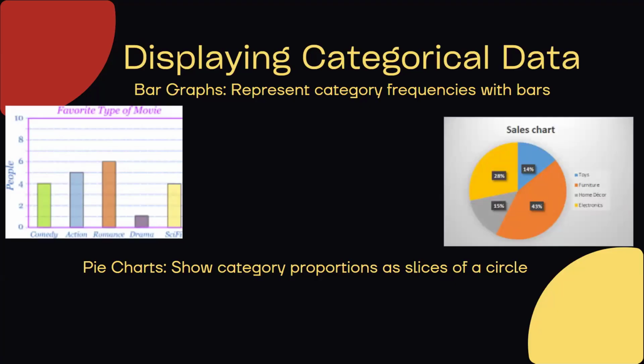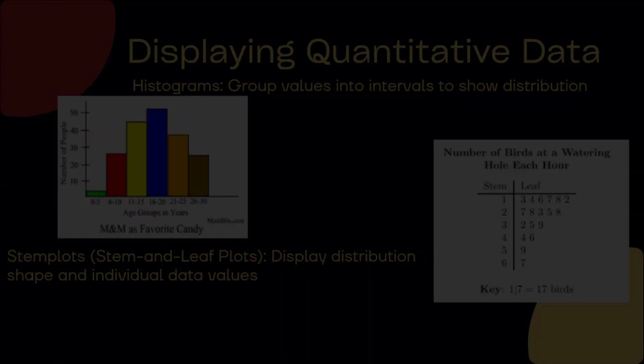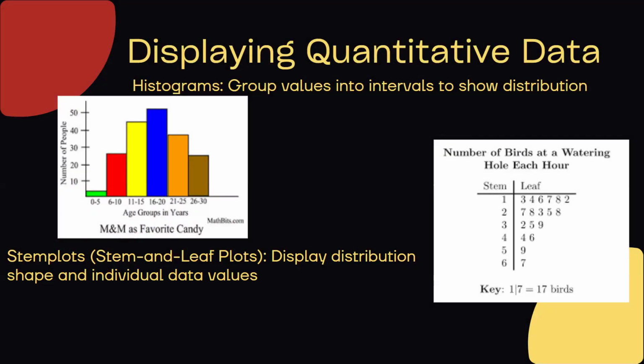Here's a couple examples of bar graphs and pie charts. In a bar graph, we represent category frequencies with bars, while in a pie chart, we show category proportions as a slice of a circle. With a histogram, we group values into intervals to show the distribution. With stem plots, or stem and leaf plots, we display the distribution, shape, and individual values.